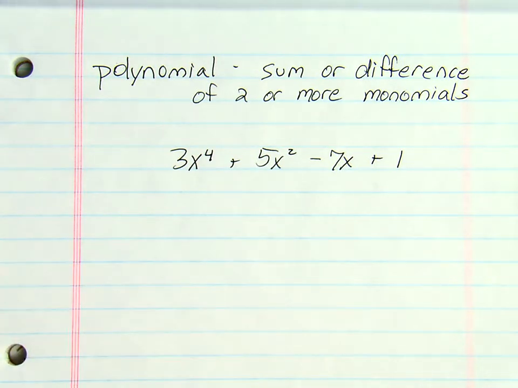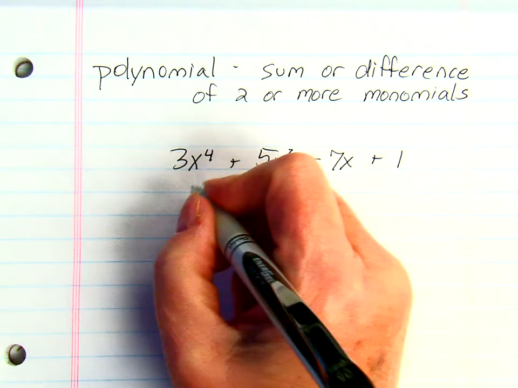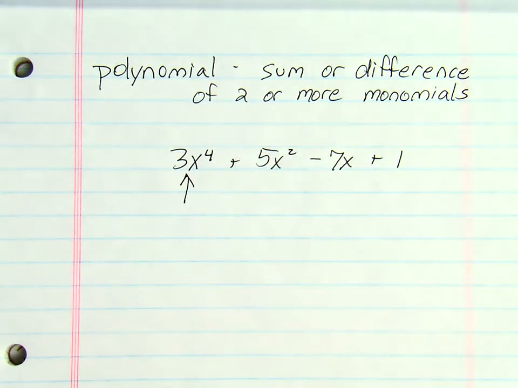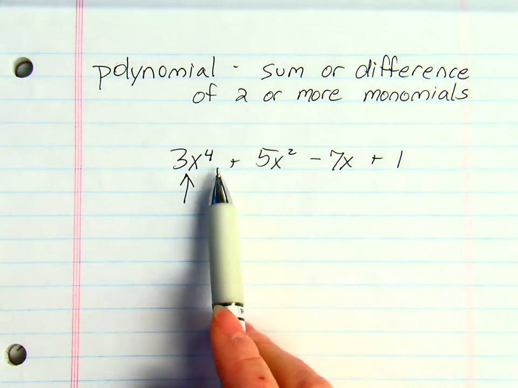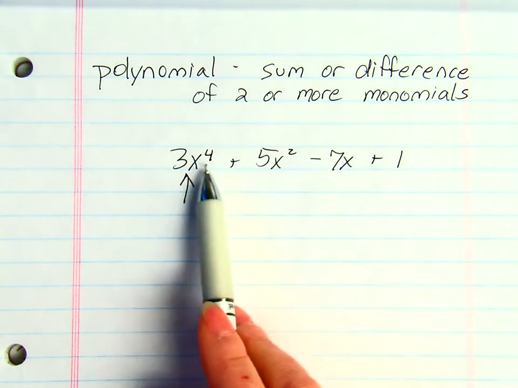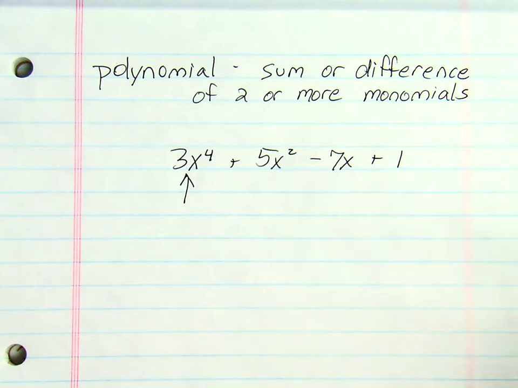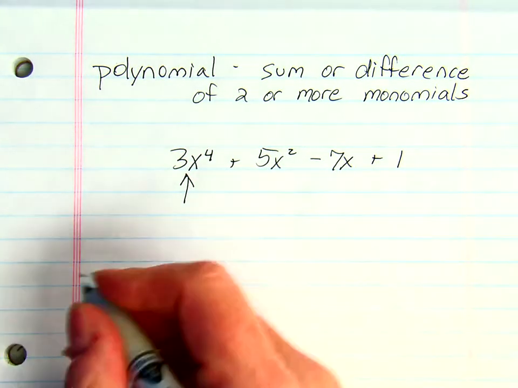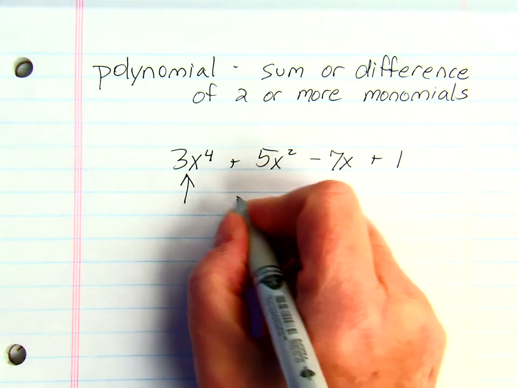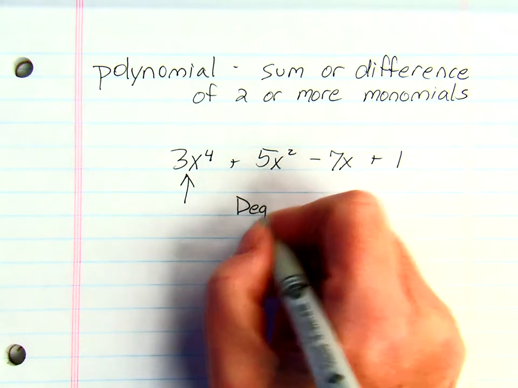When we look at the degrees of these monomials, what we see is that we are going to use the degree of the highest exponent. In this case, we're looking at this 3x to the 4th. The x to the 4th has a higher exponent than anything else in here. Of course, the 1 doesn't have an exponent because it doesn't have a variable. So this is going to be a degree of 4.